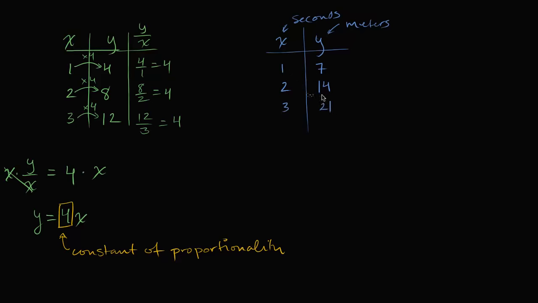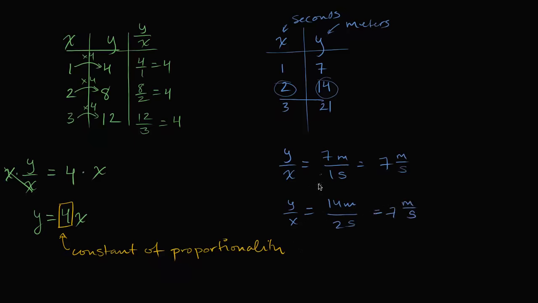And you can verify that this is a proportional relationship. The ratio between y and x is always 7. 7 over 1, 14 over 2, 21 over 3. But I want to write that in terms of its units. So y over x here is 7 meters over 1 second, or 7 meters per second. Looking at 14 meters in 2 seconds, 14 over 2 is 7, and the units are meters per second.